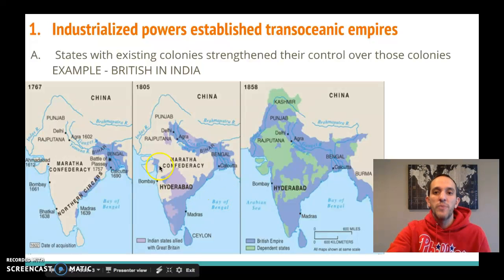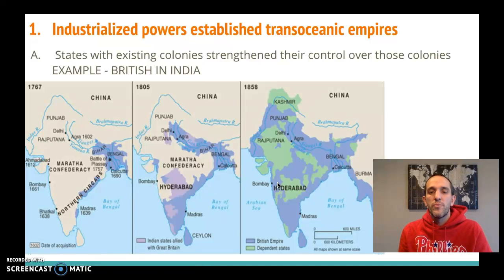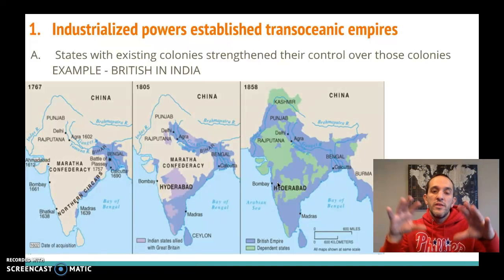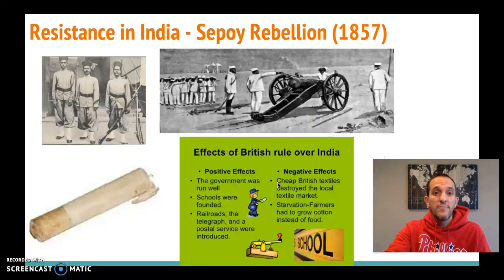They are going to expand, and by the end of this time period, by 1858, the British have pretty much conquered all of South Asia, or India. The areas in green are dependent on them, so they are princes who gave up some power in order to stay in power and allow the British certain rights. So we have these areas that had colonies that are going to expand. The example is the British here in India.